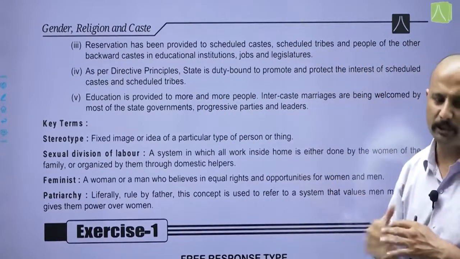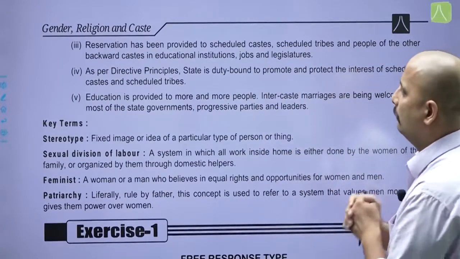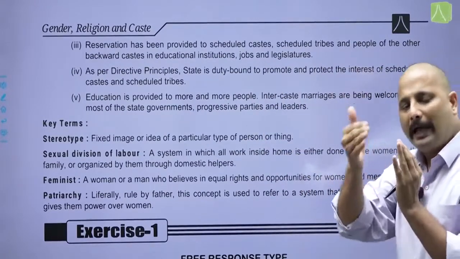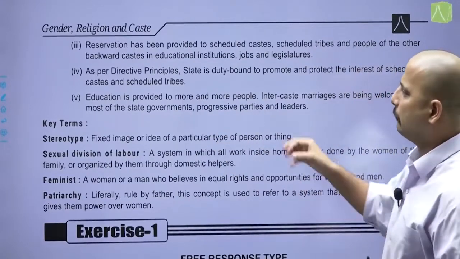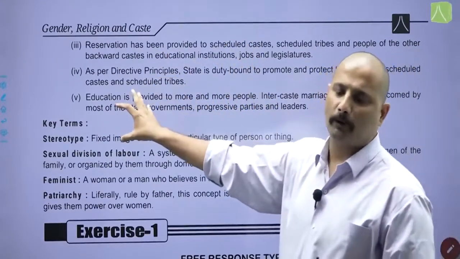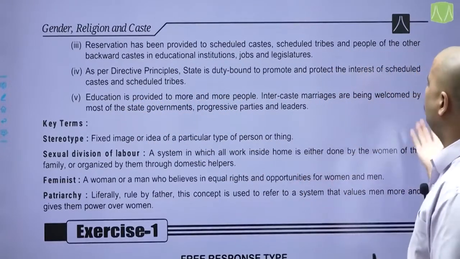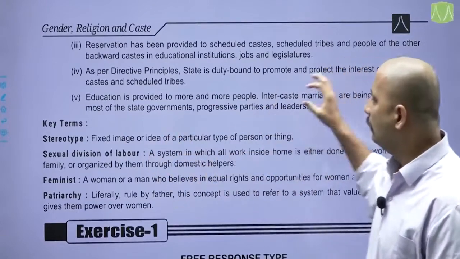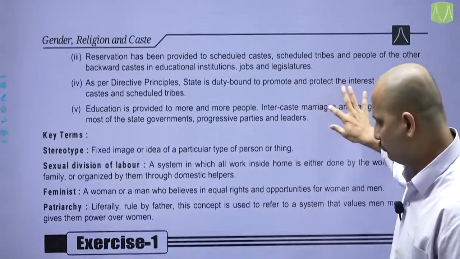These are some of the measures which the government has taken for the upliftment of the people, thus helping in removing caste notions from our mindset. Education again becomes an important factor, as it is provided to more and more people. Inter-caste marriages are being welcomed by most of the state governments, progressive parties and leaders. This brings us to the end of the chapter.